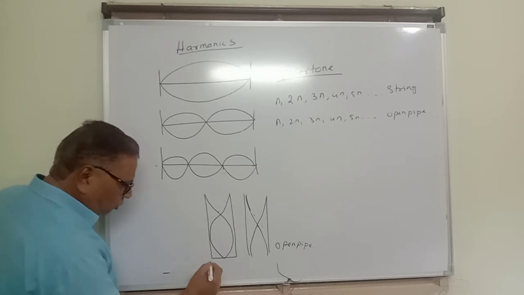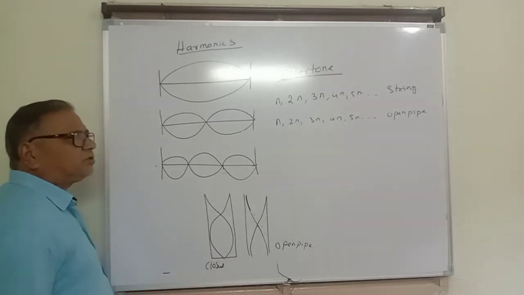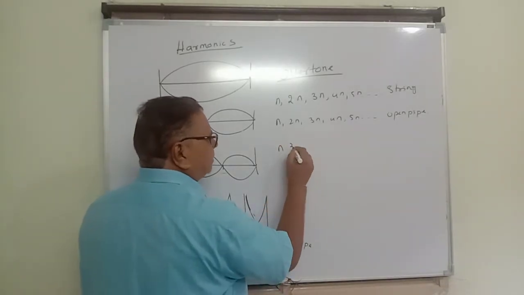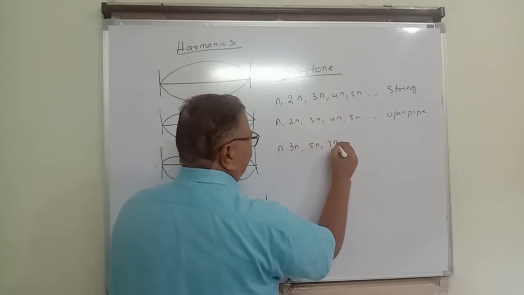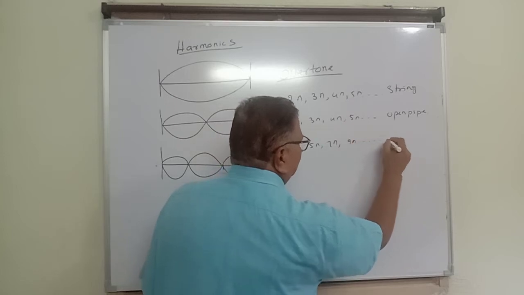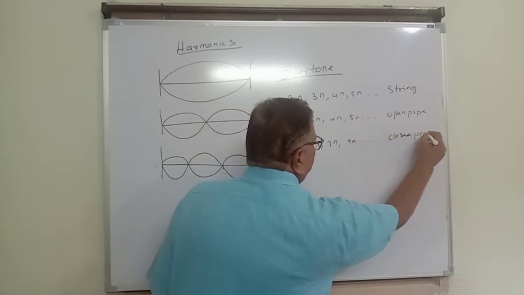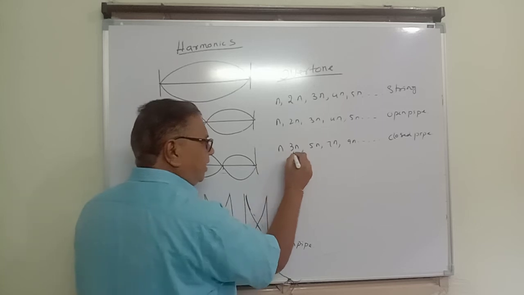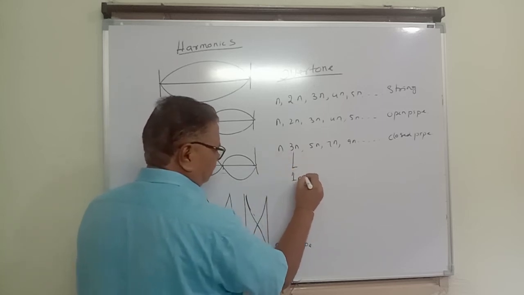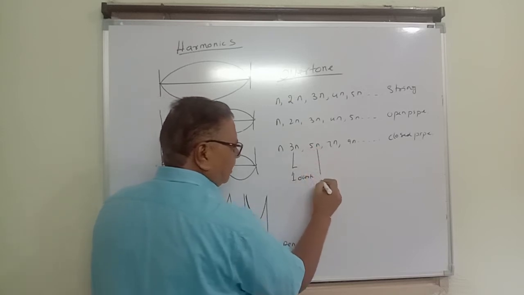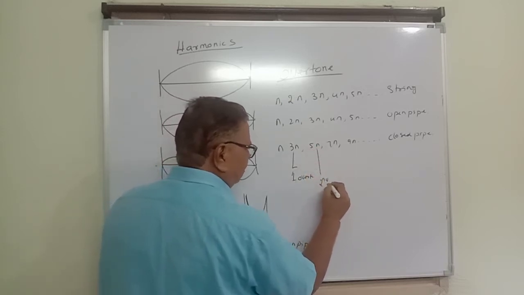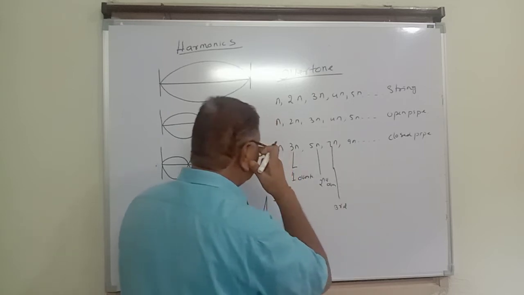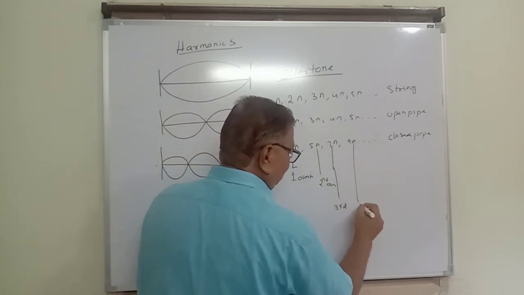But in the case of a closed pipe, if n is the fundamental frequency, the next frequencies produced are 3n, 5n, 7n, 9n, and so on. So in this case, n is called the fundamental frequency or first harmonic, 3n is called first overtone, 5n is called second overtone, 7n is called third overtone, 9n is called fourth overtone.